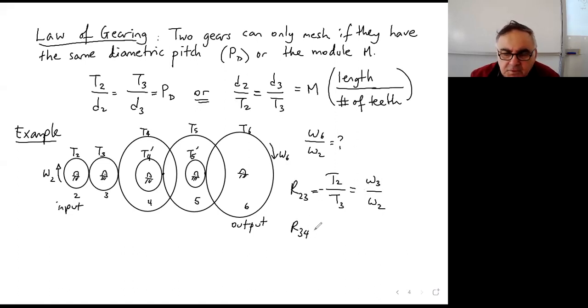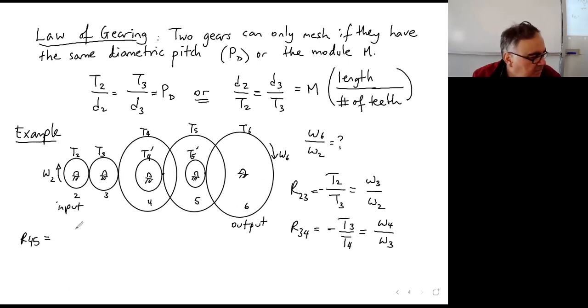So R 3 4, which is meshed, is again minus T 3 over T 4, which is equal to omega 4 over omega 3. Then we have R 4 5, which would be equal to, 4 and 5 now are connected to T 4 prime and T 5, right? So this will be minus T4 prime over T5, which will be equal to omega 5 over omega 4, and R 5 6 will be minus T5 prime over T6.